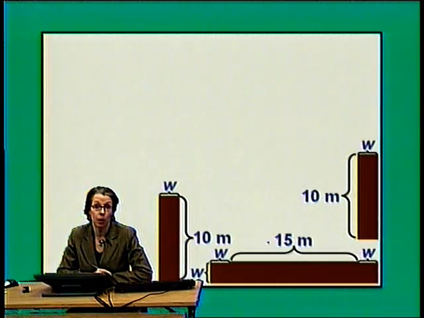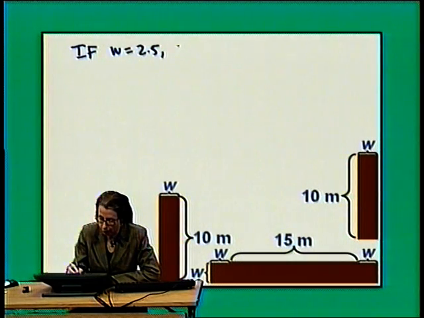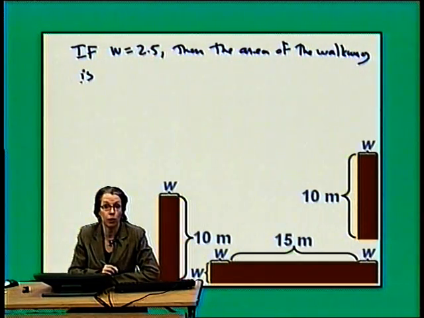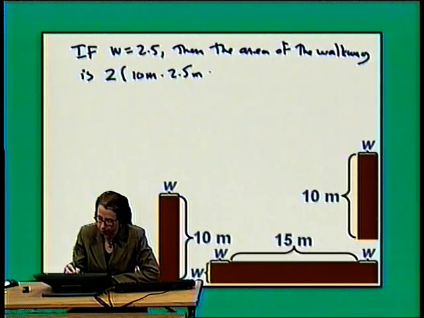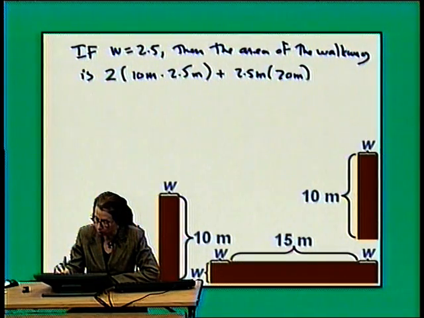So when I do my check, I'm just going to make sure that these 3 bits of walkway, when I add up their areas using W equals 2.5 meters, give me 100 square meters. So if W equals 2.5, then the area of the walkway is, I'm going to start with my 2 vertical bits in my picture. So I've got 2 times the width times the length, so 2 times 10 meters times 2.5 meters. And then I have 1 of the long horizontal bit of my walkway, that's 2.5 meters by 15 plus 5 meters, or 20 meters. So let's see what I get.